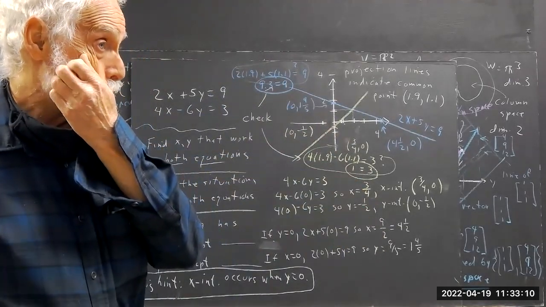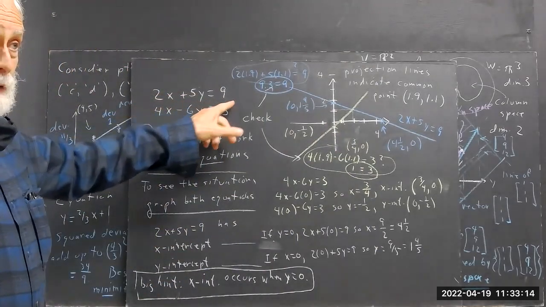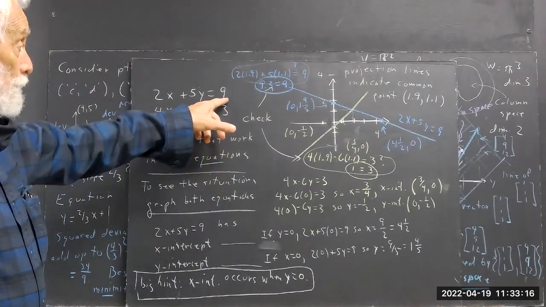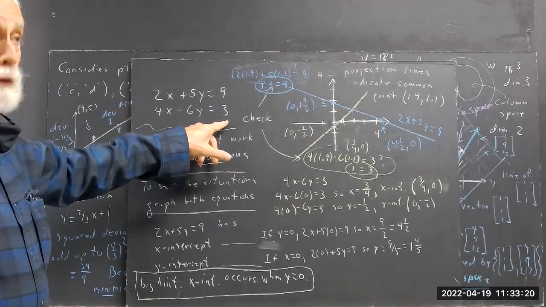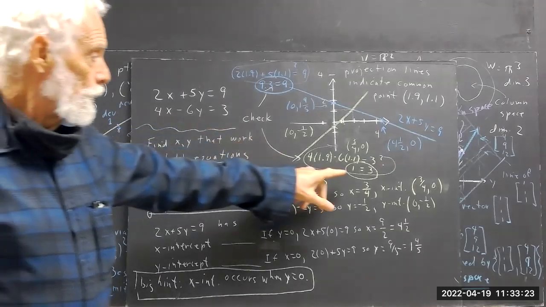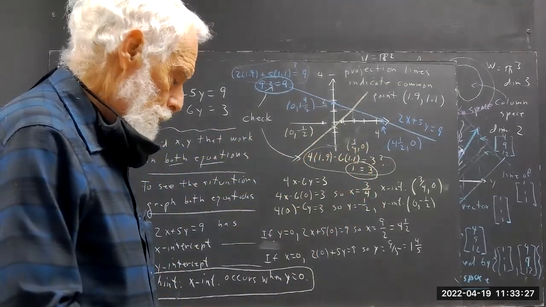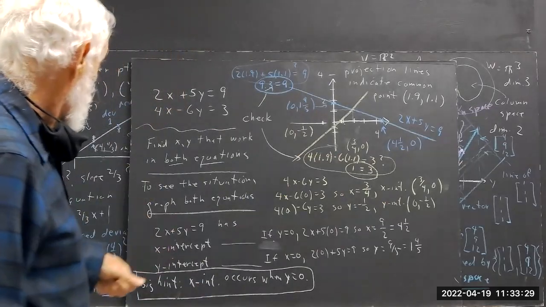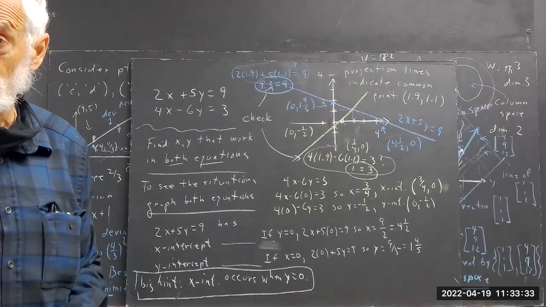My original estimate, where I just noticed that 2, 1 would be a solution here, came out closer. 2, 1 gives us exactly 9, and 2, 1 here gives us 2 instead of 3, which is closer than 1. Still, it wasn't too bad, but that's the graphical process. That's what's going on with two simultaneous equations.